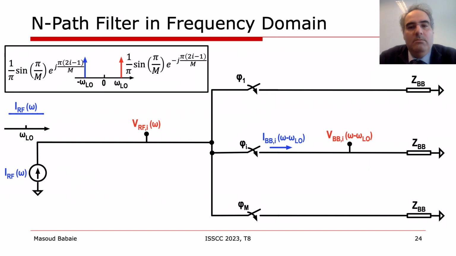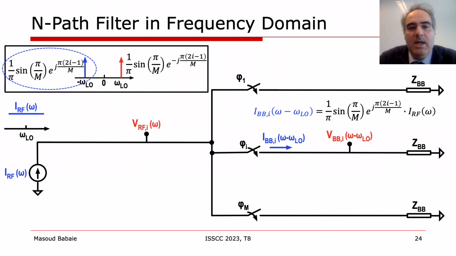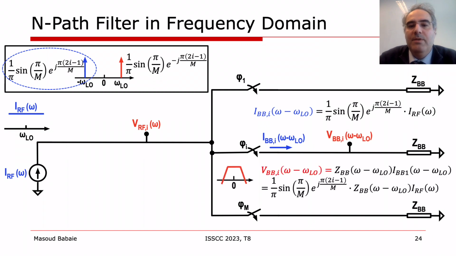The RF input current mixes with the negative sideband of the ith LO clock and generates a baseband current IBBi. The current flows into the baseband impedance and generates a baseband voltage of VBBi.